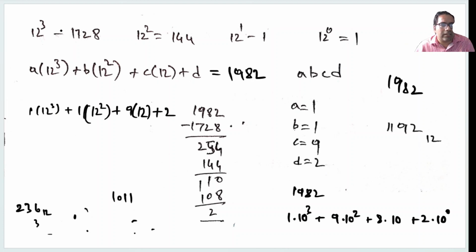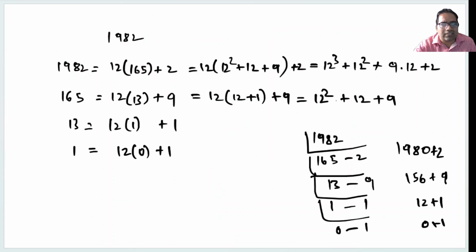But this is cumbersome. Remembering all the cubes and power fours for all numbers is actually very difficult. Luckily there is an easier way. What is that easier way? Just write it like this simply. 1982, we will just divide it by 12. We'll continue dividing by 12.